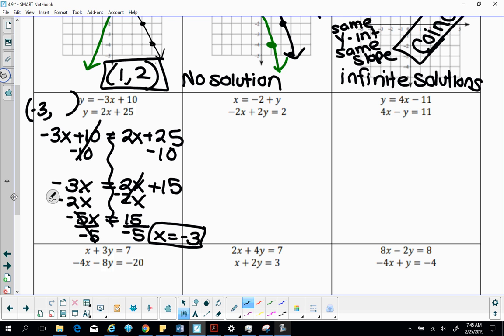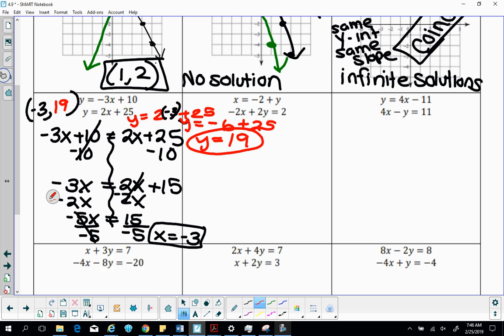Then, Kamari, what do I do next once I get my x coordinate? Plug it back in. So I could plug it into either one. I'm going to plug it into this one. y equals 2x plus 25. And I know my x coordinate is negative 3. Then what do you do, Kamari? Good. What do you get? Good. Negative 6 and then plus 25. What is negative 6 plus 25? 19. So your answer should have been negative 3, comma 19.